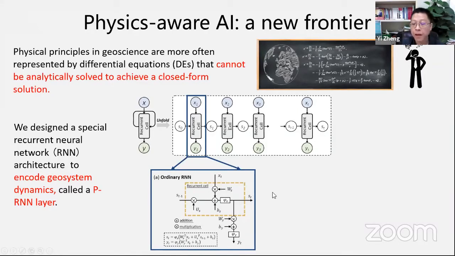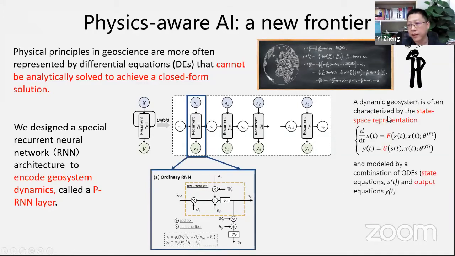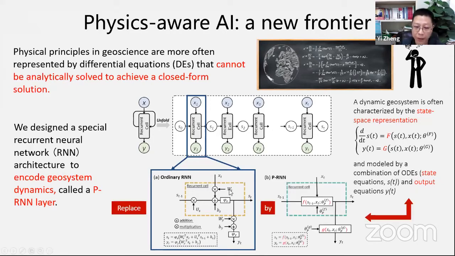According to our new strategy, the idea is that a dynamic geosystem is often characterized by the state space representation, and is modeled by a combination of ODEs for the state variable and output functions for the output variable. So we can make an analogy to the RNN, and replace the original algebraic functions with these physically meaningful functions.